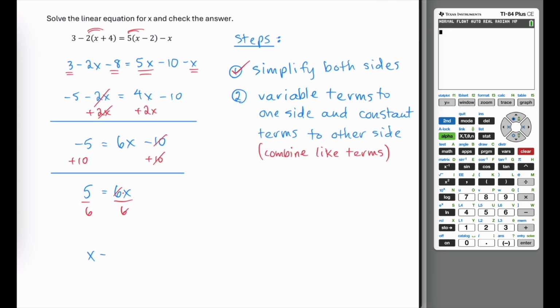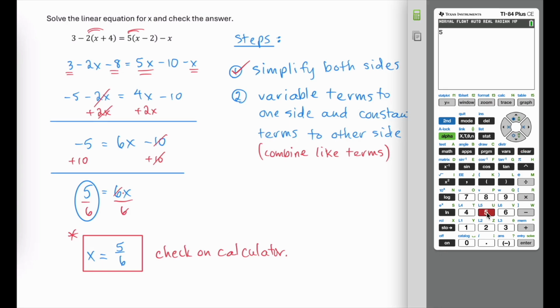I'm going to switch sides on you as well, changing that x over here to the left, and then we'll have 5/6, which is what remains on the other side. So x equals 5/6 is our solution, but we definitely want to check that answer on the calculator. In order to check our answer on the calculator, we're going to take the 5/6, 5 divided by 6, and store that into the x variable, and then we hit enter.